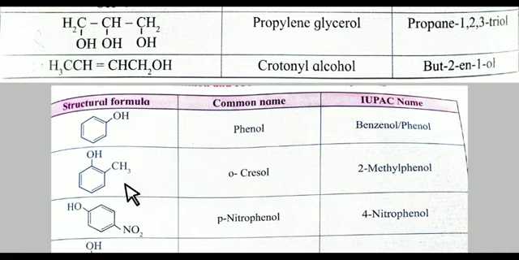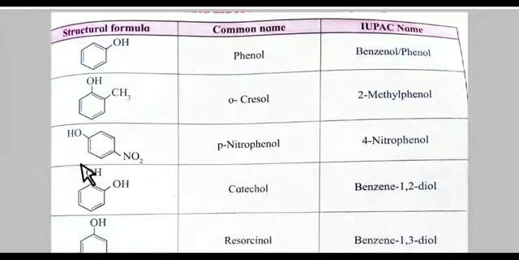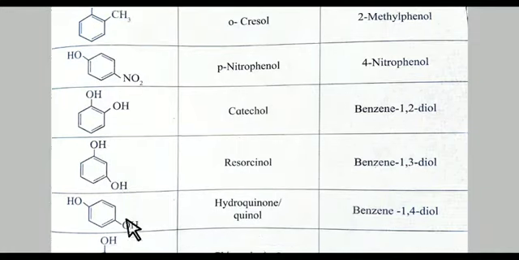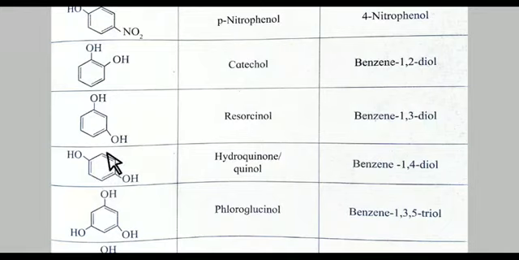Second, containing 1 number and 2 numbers. So 2-methylphenol. Next, 1, 2, 3, 4: 4-nitrophenol. Here 2 OH groups are there, means 1,2-diol. 2 OH groups means diol. 3 OH groups means triol. So it is benzene-1,2-diol. Next one, benzene-1,3-diol. Next is benzene-1,4-diol.